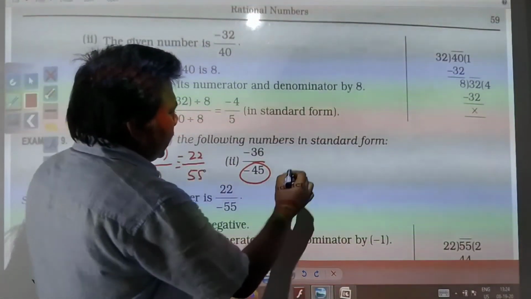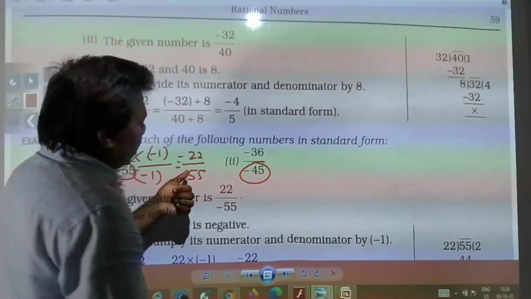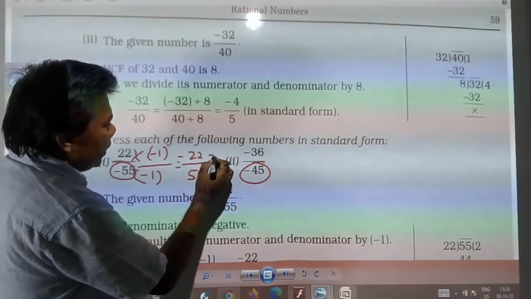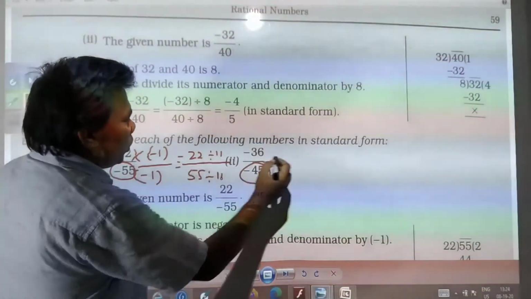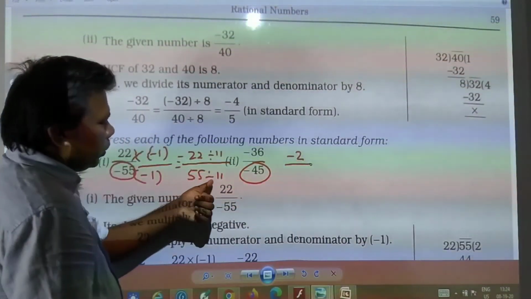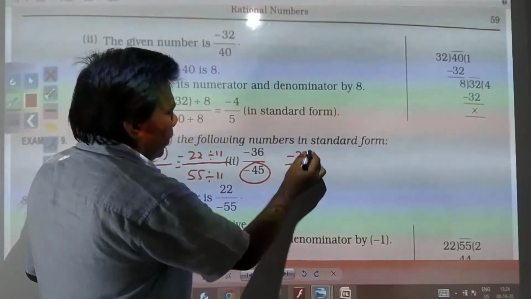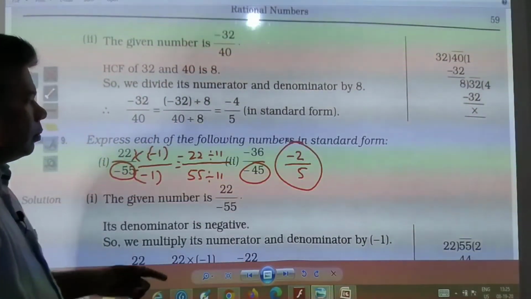Now you need to see the common divisor. So what is the common divisor? Your common divisor is 11. What you will get? 11 2 ja 22 and 11 5 ja 55. So you have got minus 2 by 5.